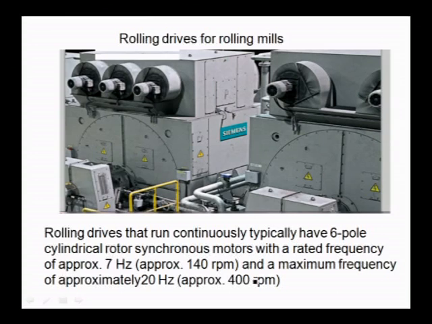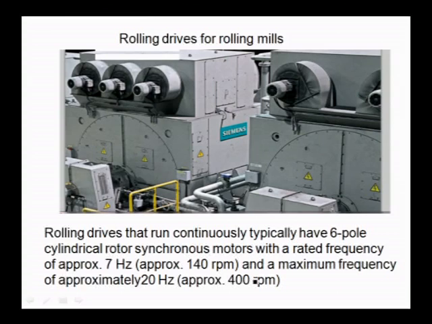For rolling drives that run continuously, we typically have 6-pole cylindrical rotor synchronous motors. You have studied the synchronous motor by now, which runs at synchronous speed. Induction motors never run at synchronous speed, whereas a synchronous motor runs only at synchronous speed. This is the major difference between an induction motor and a synchronous motor.